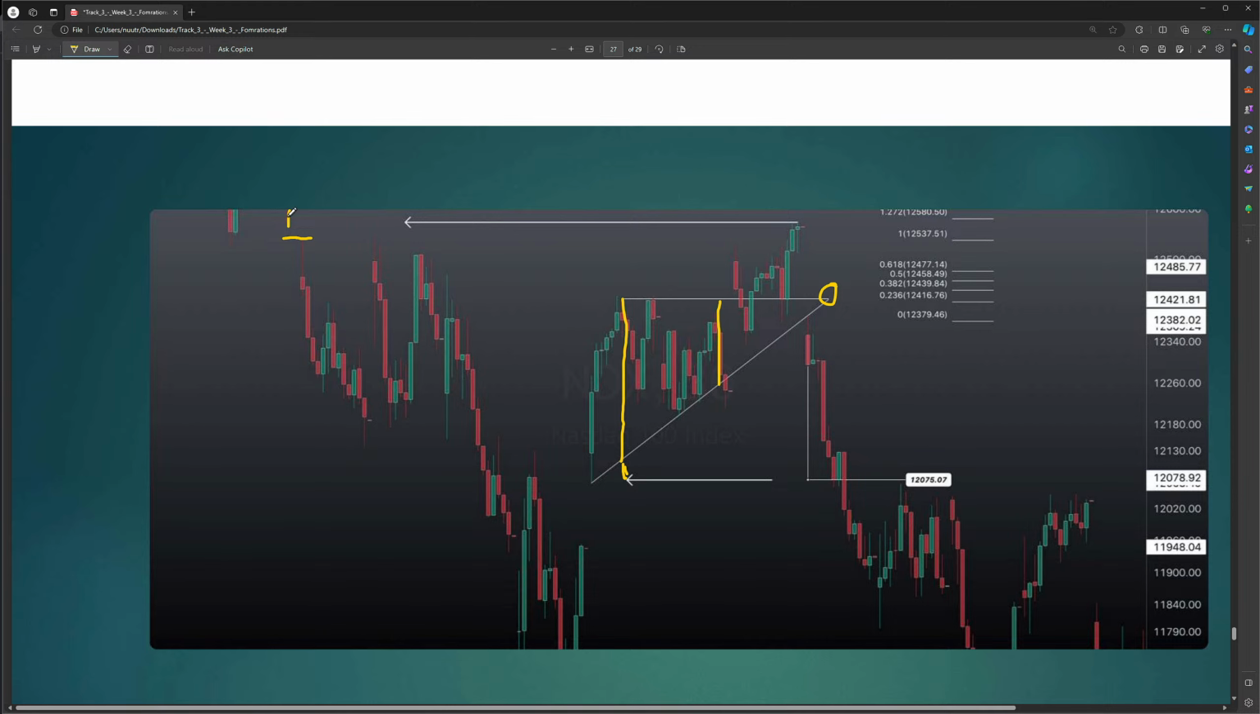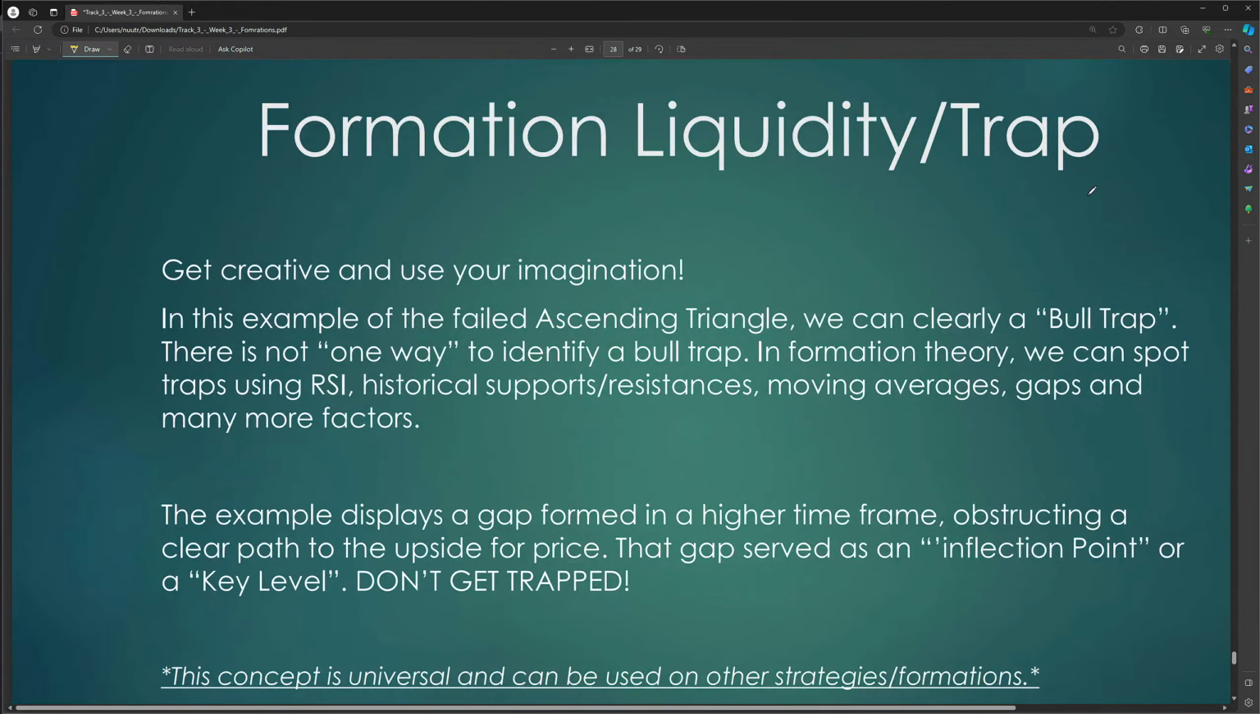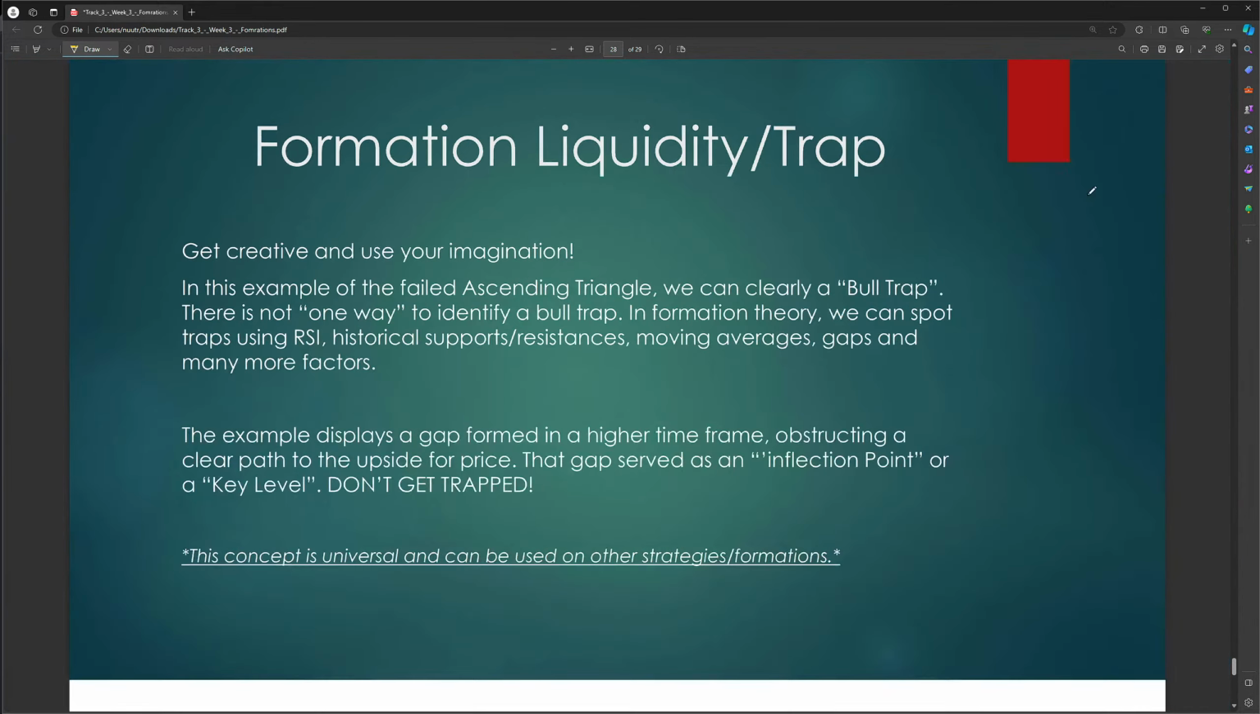We're using the wicks of the candles here against a formation theory. So you see how we're cascading, we're using the layers of the wicks. Let me just give you this, team, so you can take it into consideration. Take a screenshot of that, and that's how you can trade the trap, or identify it at least.